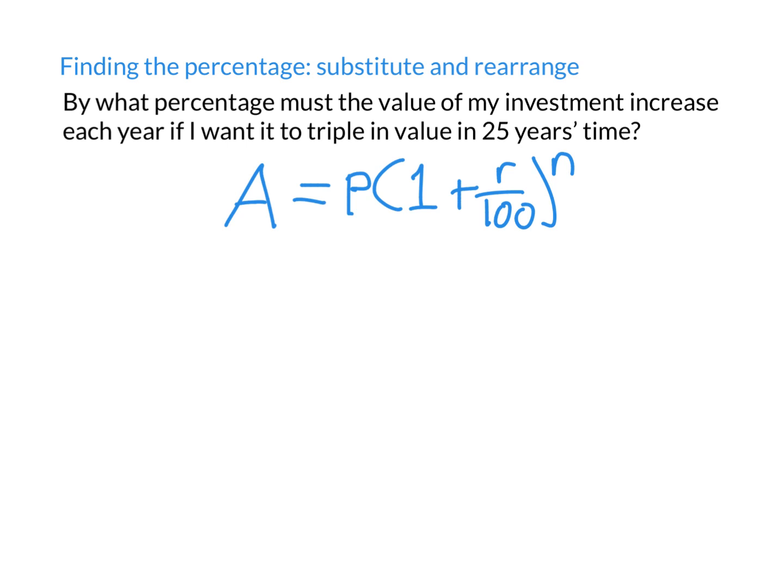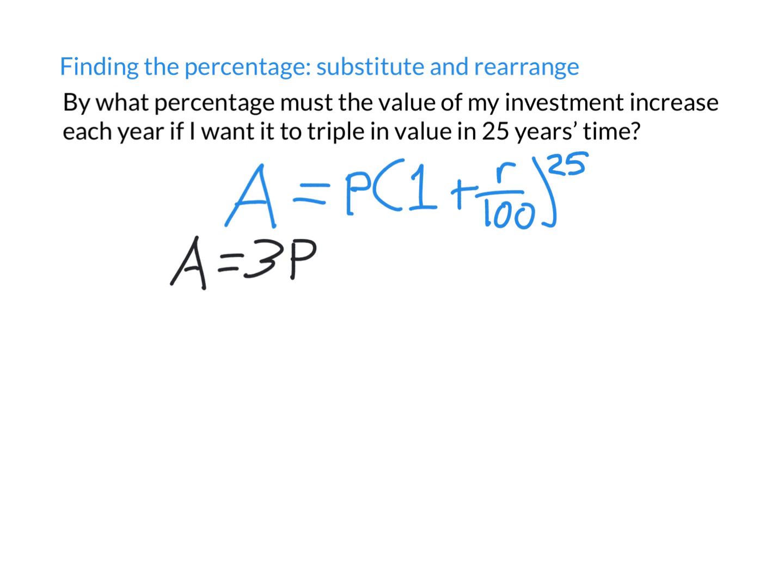So we want to know what it has to increase by each year for 25 years. So N's going to be 25. There are going to be 25 periods. Okay, now we want to find what R is. So we need a bit more information about A and P. But we're told that the value of the investment is to triple. So if we want it to triple, we want A, the amount, to be 3P. We want the amount it's worth to be 3 times the original.